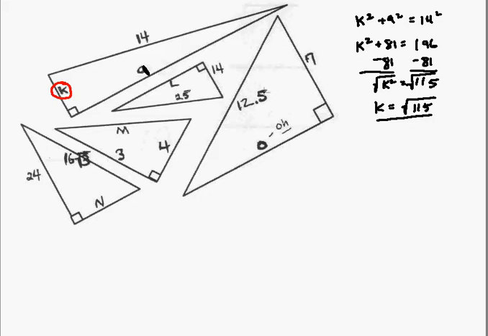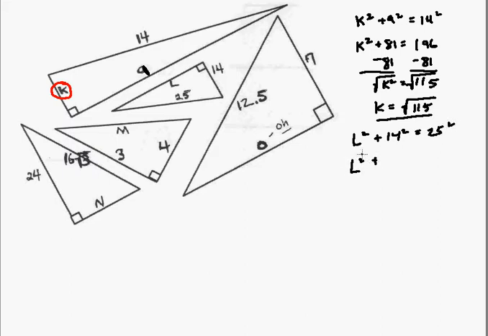Looking at L. L looks like I have 25 and 14. Let's see. I can't think of any multiples, so it doesn't look 3, 4, 5-ish to me. It doesn't appear to be 30, 60, 90, nor does it appear to be 45, 45. So I'm thinking maybe it's going to be the Pythagorean theorem again. So we've got L squared plus 14 squared is equal to 25 squared.